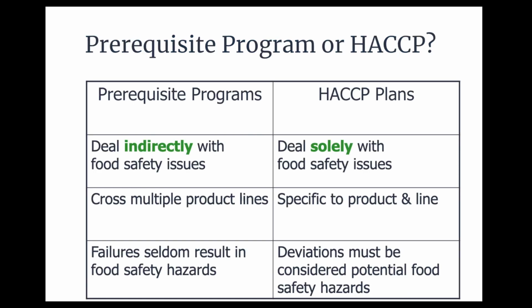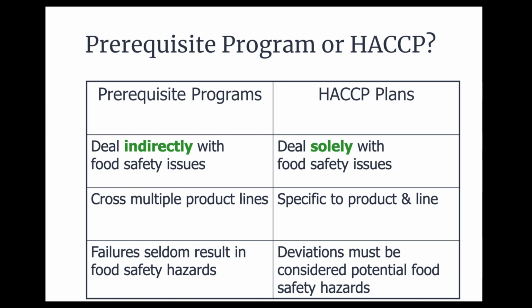So this slide is going to differentiate between the prerequisite program and HACCP. Talk about directly dealing with food safety issues immediately, like it's all about that. It's definitely the HACCP plan. If it's indirect, then it's food safety issues, it's a prerequisite program. Talking about crossing multiple product lines, it's probably a prerequisite program. If it's specific to any one line, you're probably talking about a HACCP plan.